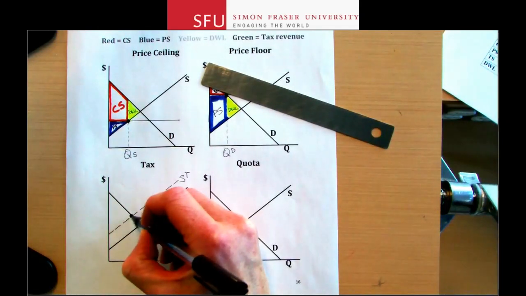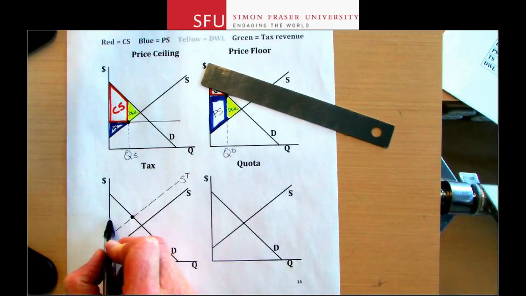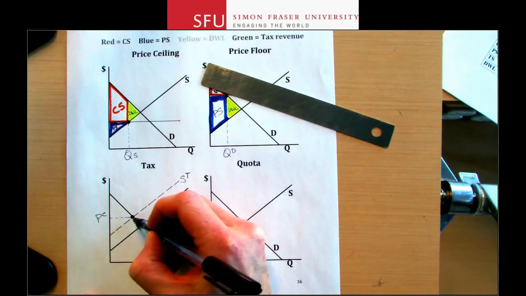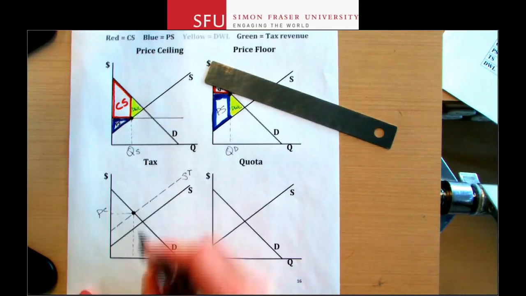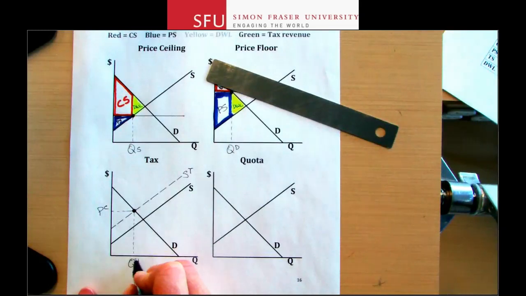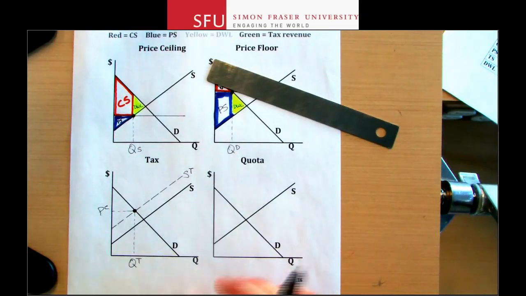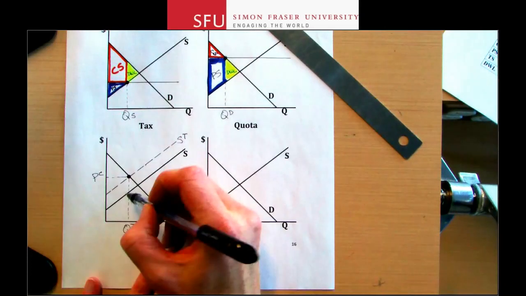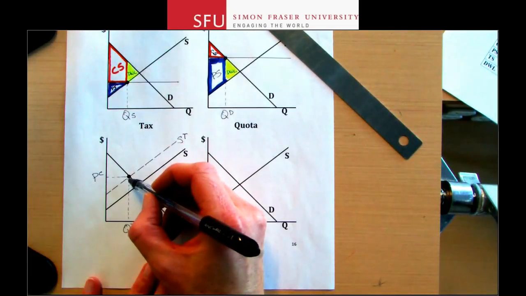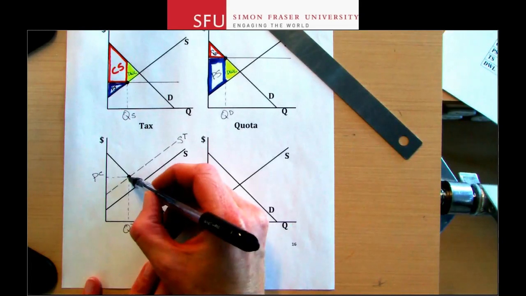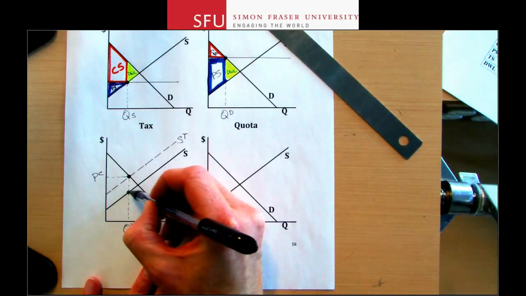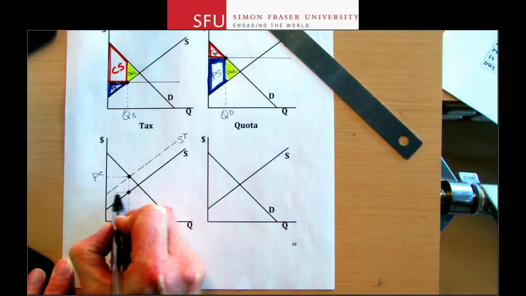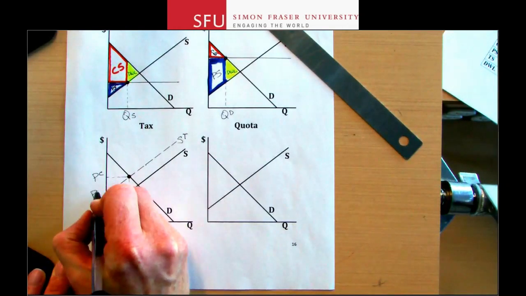So now the consumer has to pay this price here. So we'll call that PC. And going down, this will be the quantity that is sold. And the price that the seller gets will be this consumer price minus the tax, which will be here. So it'll be on the original supply curve, so that will be the amount of money that the seller actually gets to keep.